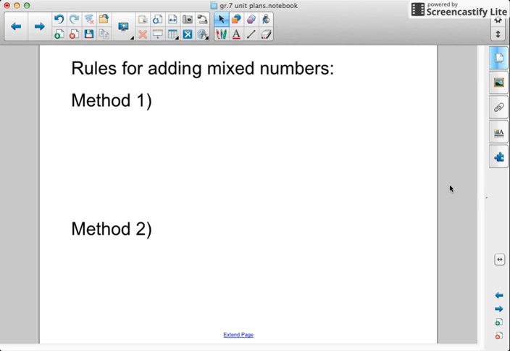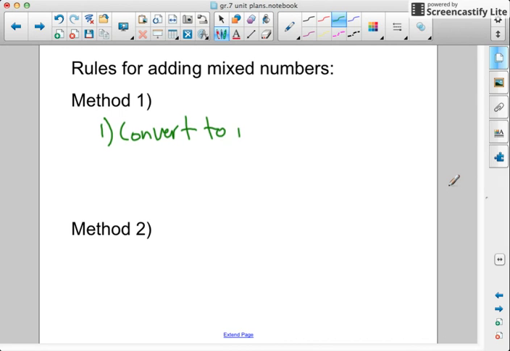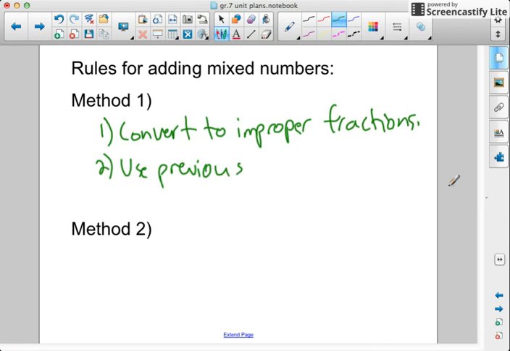We're going to talk about adding and subtracting mixed numbers in this video. First, adding. There are two different methods you can use for adding mixed numbers. Method number one is to convert your mixed numbers into improper fractions. After you do that, you can use all the previous adding rules we've gone over to add the fractions together.